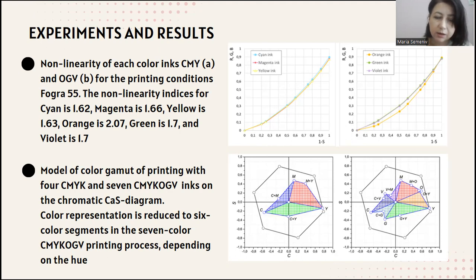Based on an analysis of color projections, the color representation is reduced to 6 color segments in the 7-color CMYOGV printing process, depending on the hue. Therefore, regardless of the number of N-color printing, the ICAS color space completely separates the black K ink from the remaining N colored inks. The method offers the optimal color inks for reproducing any color in the image.